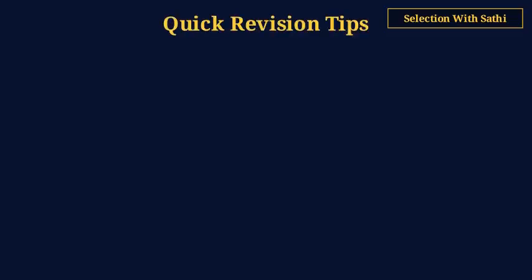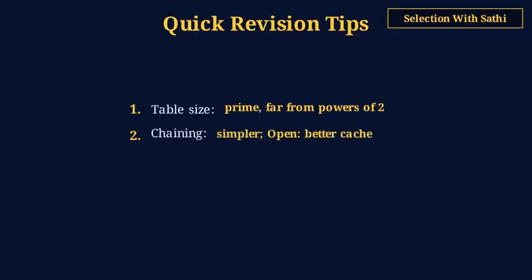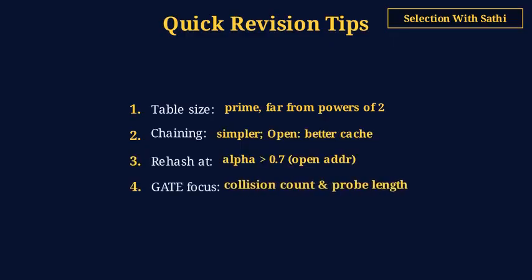Quick exam tips. First, table size should be prime and far from powers of 2. Second, chaining is simpler but open addressing has better cache performance. Third, rehash when load factor exceeds 0.7 for open addressing. Fourth, in GATE, count collisions and probe sequence length carefully.